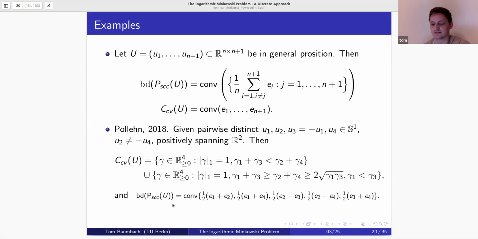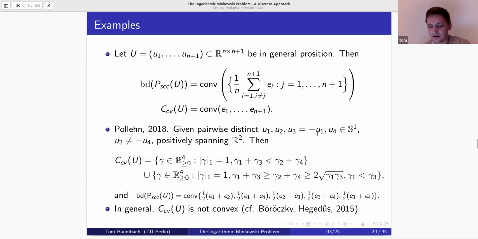And the closure of the subspace concentration polytope is again the characteristic vectors of all linear bases, and you see that the only missing vector is e1 plus e3, but because we assume that U3 equals minus U1, they of course cannot span the plane R2. And here again, in general, the cone volume set is not convex.